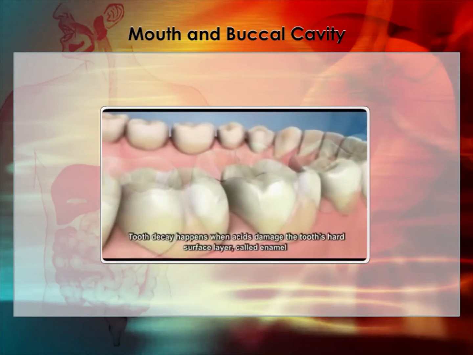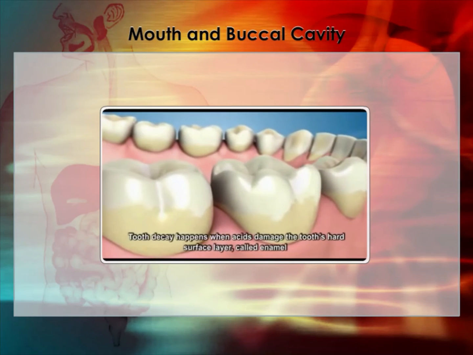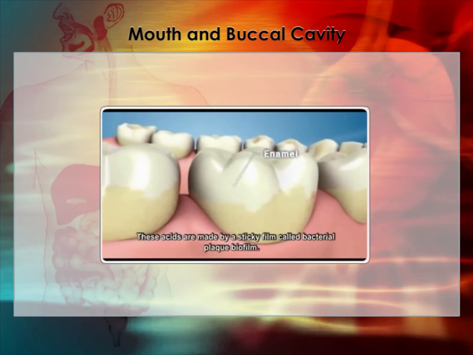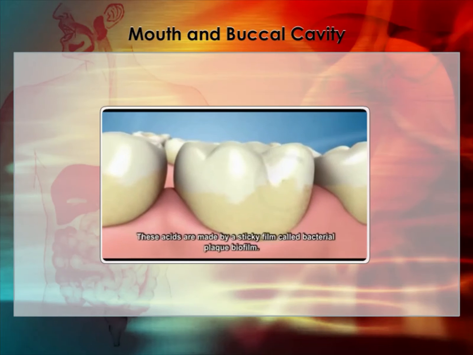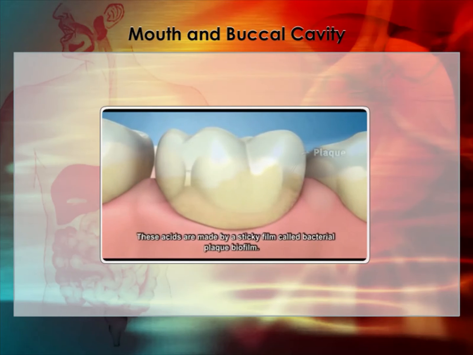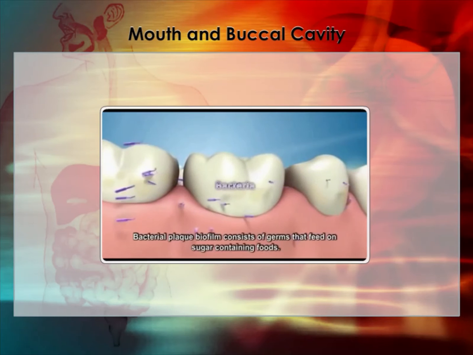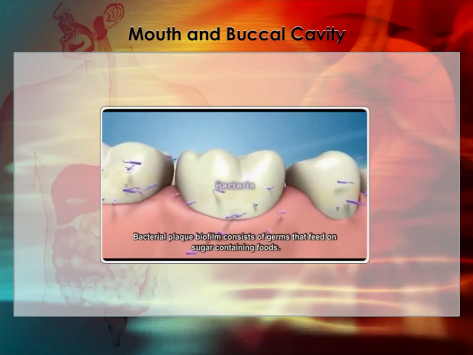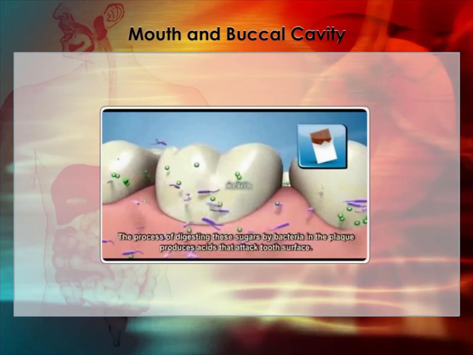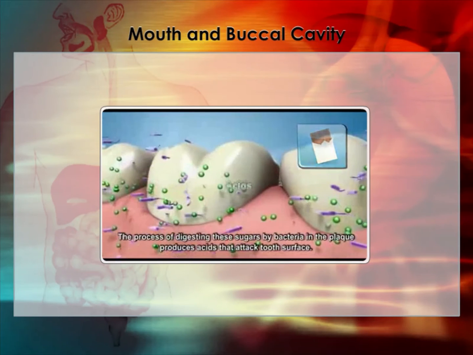Tooth decay happens when acids damage the tooth's hard surface layer called the enamel. These acids are made by a sticky film called bacterial plaque biofilm. Bacterial plaque biofilm consists of germs that feed on sugar-containing foods. The process of digesting these sugars by bacteria in the plaque produces acids that attack the tooth surface.